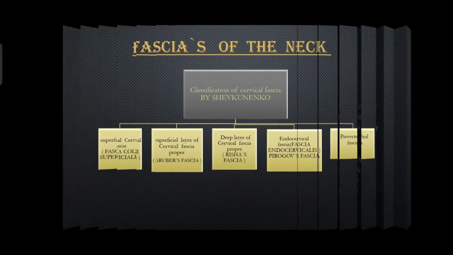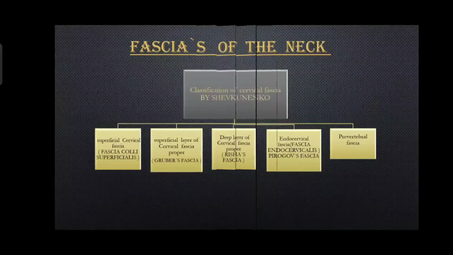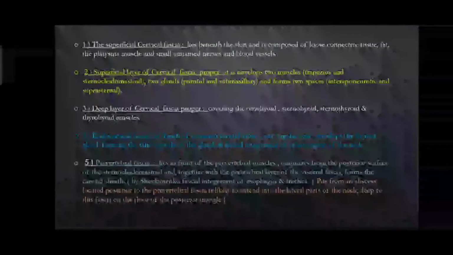Moving forward to the fascias of the neck, we have the classification of cervical fascia by Shevchenko. Shevchenko divided cervical fascia into five layers. First, superficial cervical fascia, fascia colli superficialis; superficial layer of cervical fascia proper; deep layer of cervical fascia proper; endocervical fascia; and prevertebral fascia. First, that is the superficial cervical fascia or fascia colli superficialis.